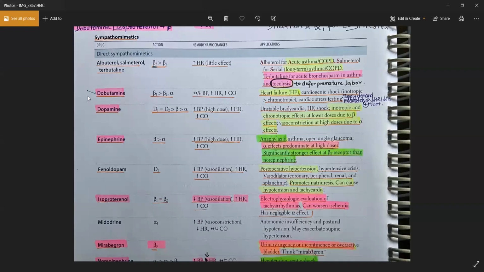So you can use dobutamine as cardiac stress testing also, because in case of an angina, there is a supply demand mismatch, right? The supply is low, but the demand is high. So what you're going to do is increase the demand of the heart, but the supply would be decreased as a result, and what you will get is chest pain. So it is used for the diagnosis of angina in cardiac stress testing. Very important. Can you repeat that?